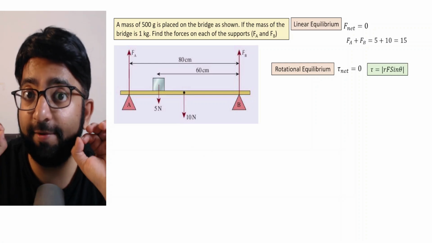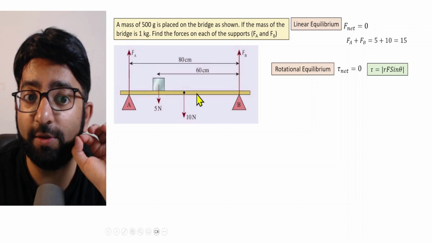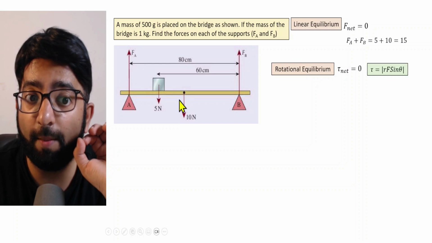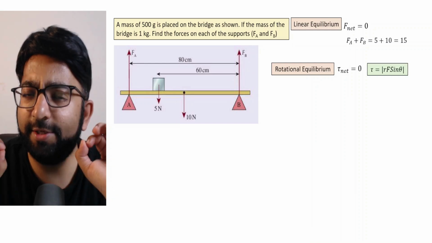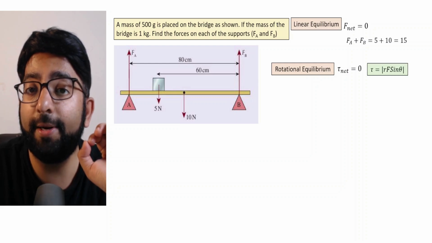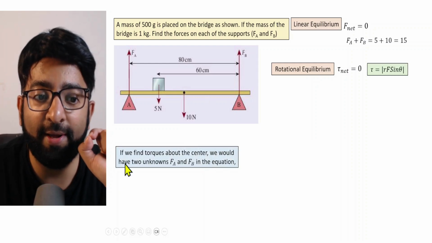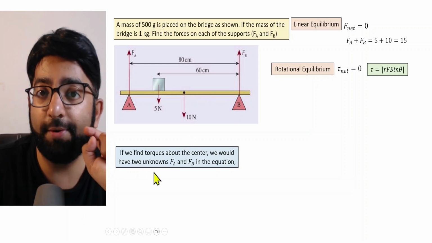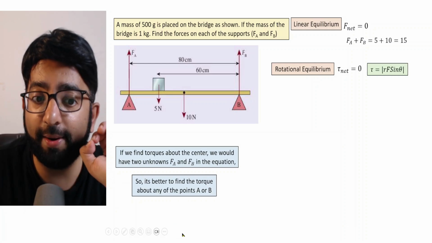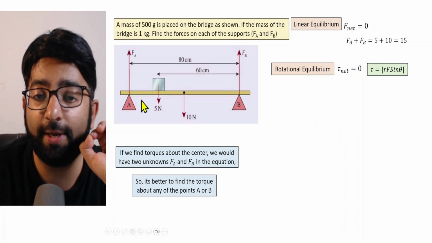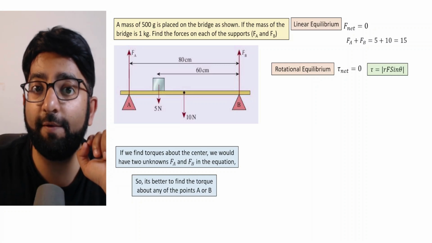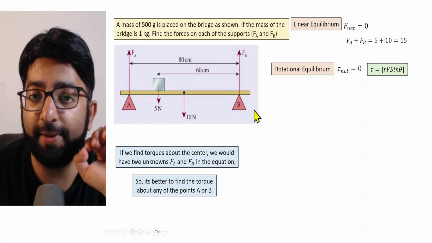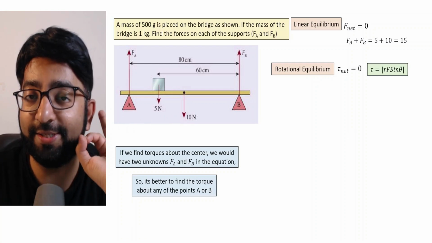There is no problem with that. We can do that. But if we are finding the torques about the center of mass, then the torque of FA and the torque of FB about the center point will be non-zero, which is fine, but it involves a little bit more calculation. If we find the torques about the center, we would have two unknowns, FA and FB, in the torque equation. And that is why it is better to find the torque about any one of the points A or B. So let me repeat, even though we could have found the torques about the center, here we will be finding the torques about the points A or B, just in order to make the calculation simpler.